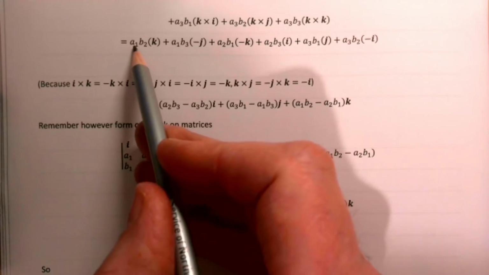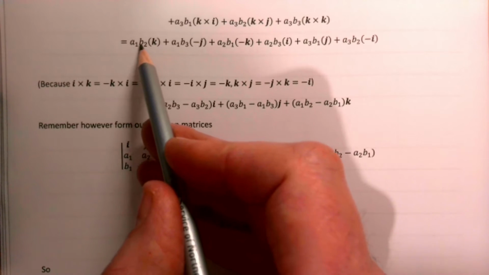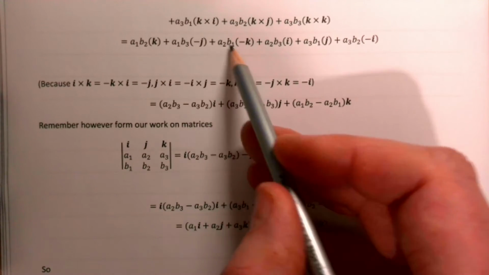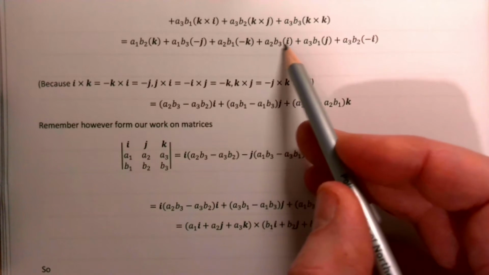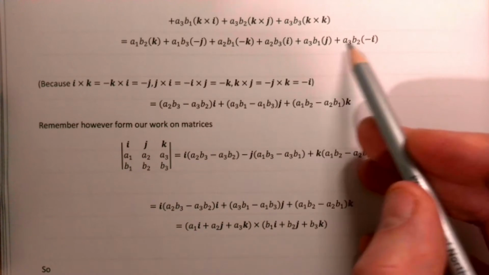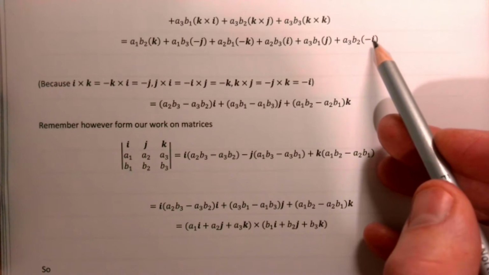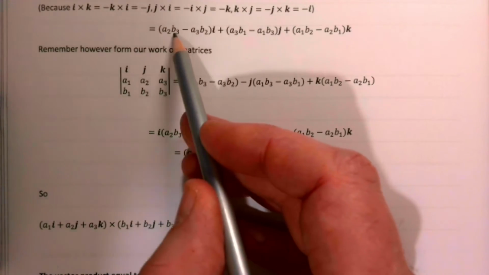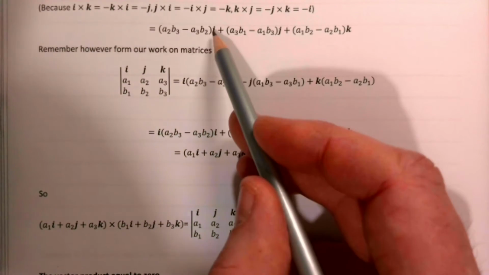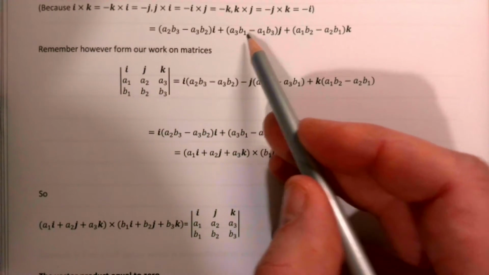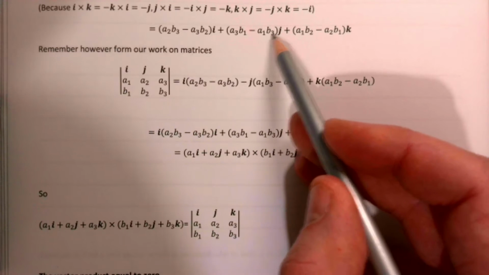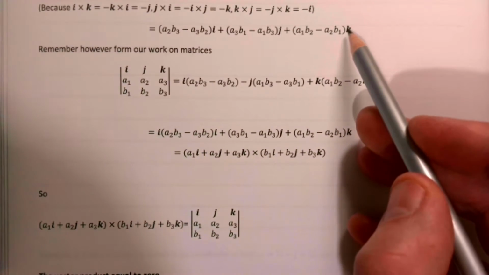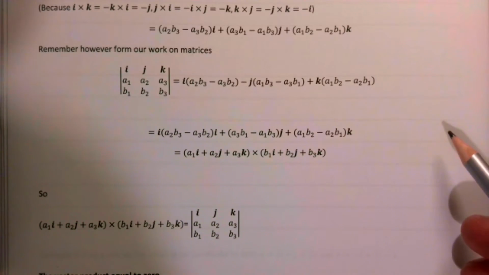set, and so we end up then with a1b2k plus a1b3 minus j plus a2b1 minus k plus a2b3i plus a3b1j plus a3b2 minus i. Alright, tidying it up then, we get (a2b3 minus a3b2)i plus (a3b1 minus a1b3)j plus (a1b2 minus a2b1)k. If you're still with me, you're doing well.